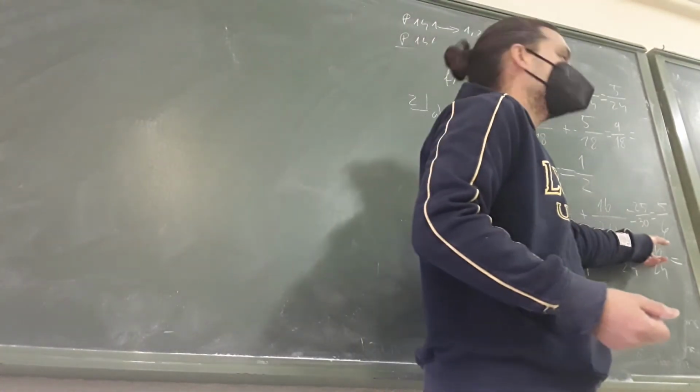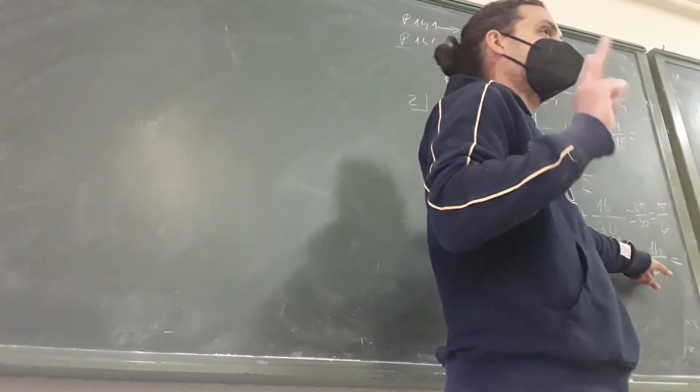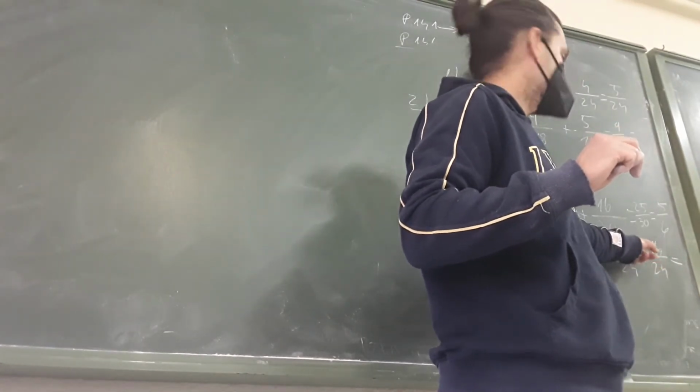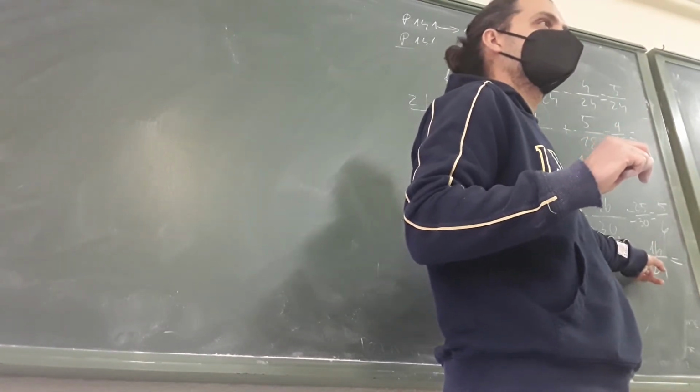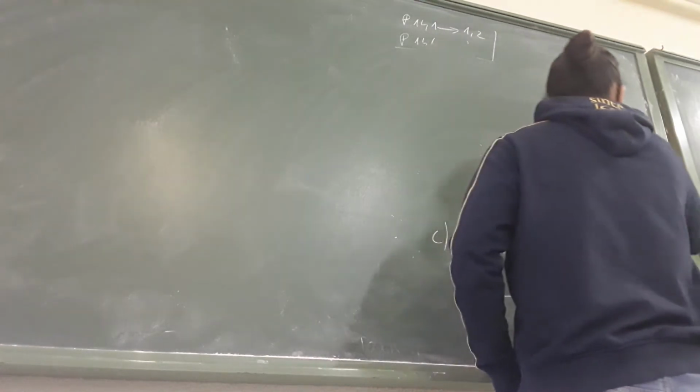We could have done it in only one step. Dividing 16 and 24 can be divided by 8. Dividiendo entre 8, te sale de un paso, ¿no? 16 entre 8, 2, 24 entre 8, 3. ¿Lo seguís, chicos? Okay. Next one.